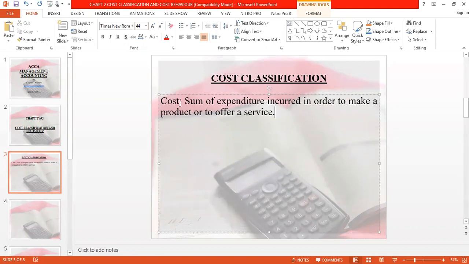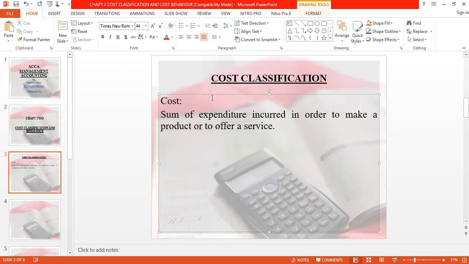That is called cost. So what is cost? Cost is whatever you incur in order to make a product or to offer a service. That is the definition of cost. So if somebody asks you what cost is, cost is what you incur, what you spend in order to make a product or to offer a service.